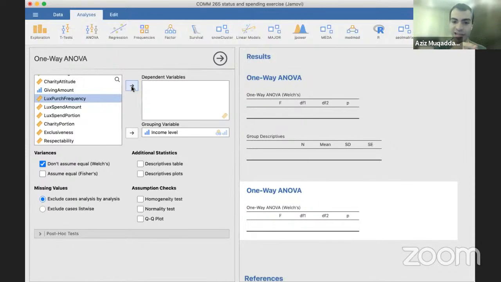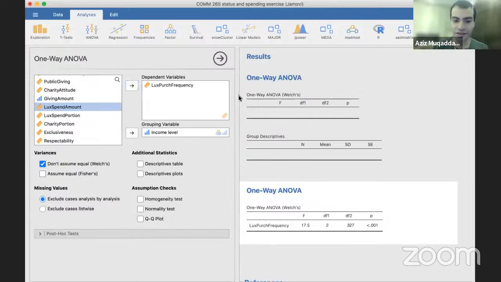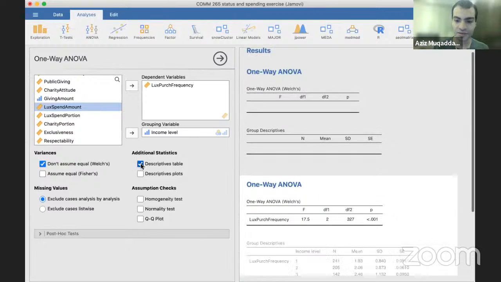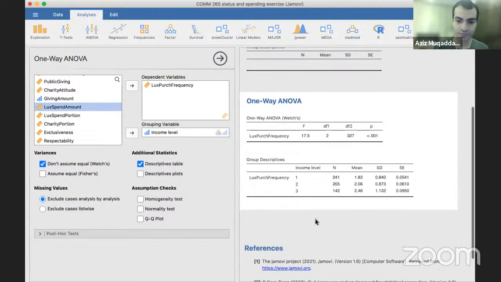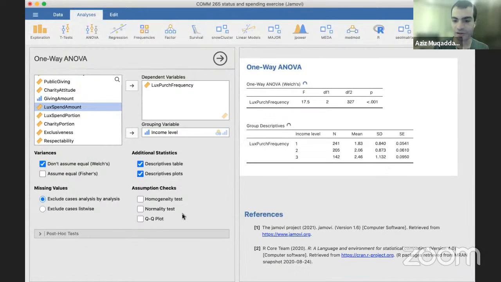This is from real data, by the way. Those are not made up. I changed a few things so they stay anonymous, but this is from real data I conducted. Okay, so let us just do this simple test, and then let's have a descriptive table and descriptive plot.